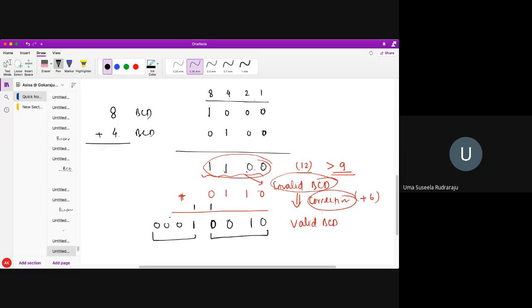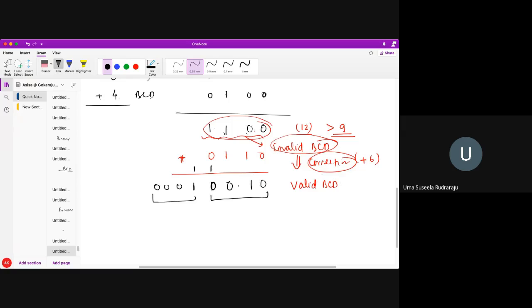So what did you get from here? You have got 0010. If you take 8421 coding, this is 2 and this is 1. So we have got 12. BCD 1 2, which is 12. So what is the BCD addition result? Somebody will ask you, what is the BCD addition result? The BCD addition result is what?